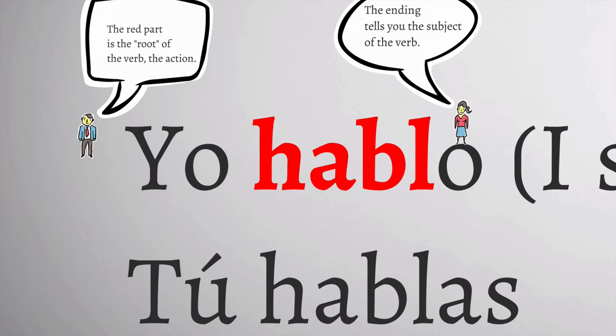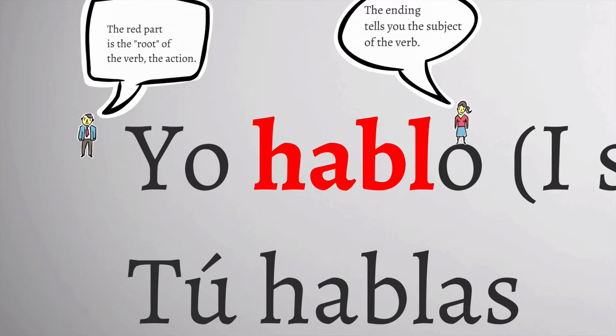The red part is the root of the verb. That describes the action. The O, on the other hand, of hablo, tells me the subject of the verb. I don't need to say yo in Spanish. I only need to say hablo, and everybody knows who's talking.